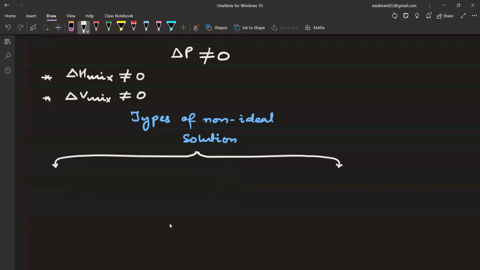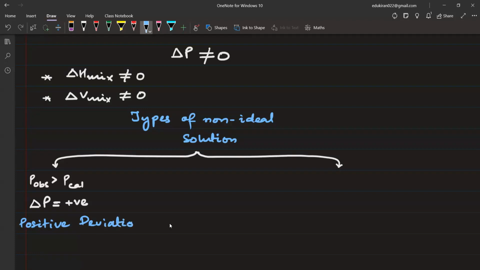If they are not equal, then either the observed vapor pressure is greater than the calculated vapor pressure. So if I talk about delta P, then after mixing, the pressure has increased. So delta P will be positive, right? After mixing both of them, when we are observing in the device, that pressure is greater. So delta P will be positive. And that is why this is known as positive deviation from Raoult's law.